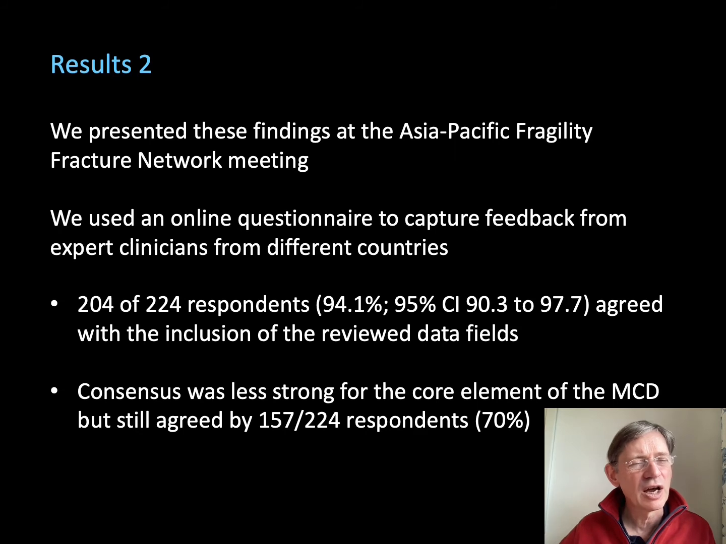We got very good agreement over the indispensable core data set of 22 questions. There was less consensus over the questions that might or might not be useful, but then we're suggesting that these would only be something that might be selected by countries for whom they are appropriate. So you wouldn't expect the same degree of consensus from that.